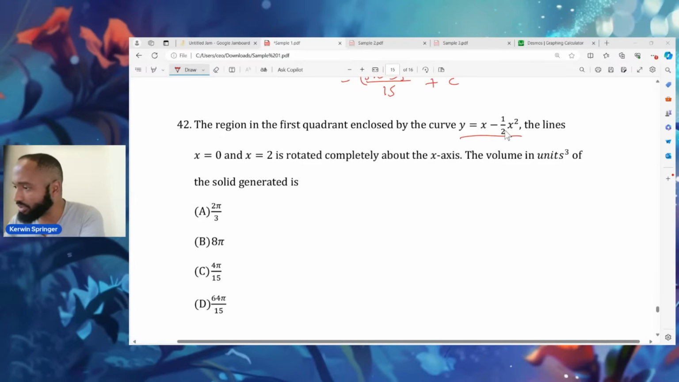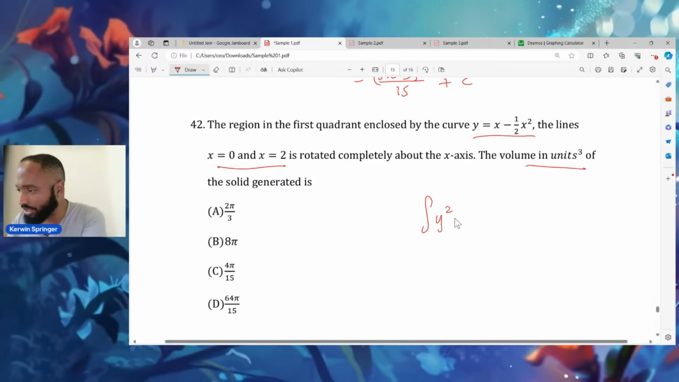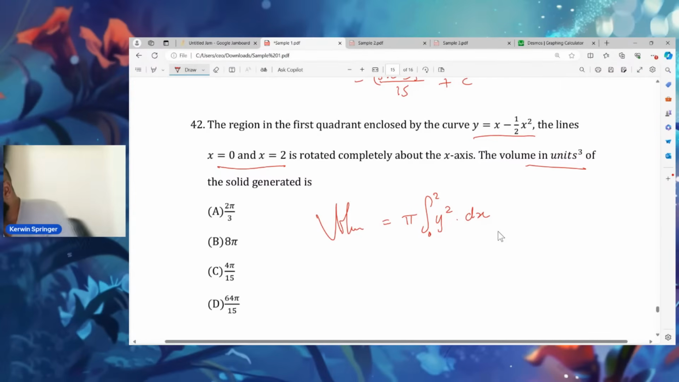So the region in the first quadrant, blah, blah, blah, lines, the volume. So we want to integrate y squared with respect to x, and then multiply by pi. That's how you find the volume between the limits 0 and 2. It's important that we find this, they really ask you this question, boy. It's a next week's time question.